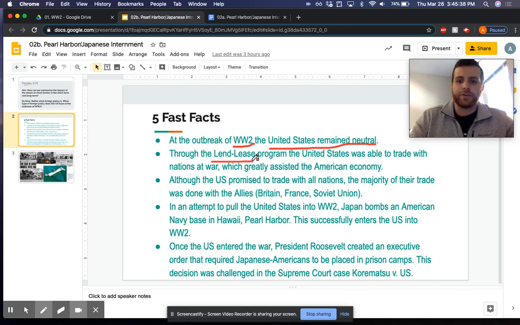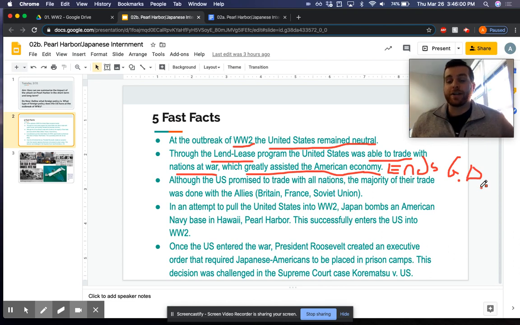They do take part, though, in what's known as the Lend-Lease program. It allows the U.S. to trade with nations at war, and this greatly assisted the American economy. As we talked about yesterday, the war really helps end the Great Depression. The American economy gets a jolt from this wartime business. Manufacturing picks up, hiring picks up, you see unemployment drop, and World War II really drags the U.S. out of the Great Depression.